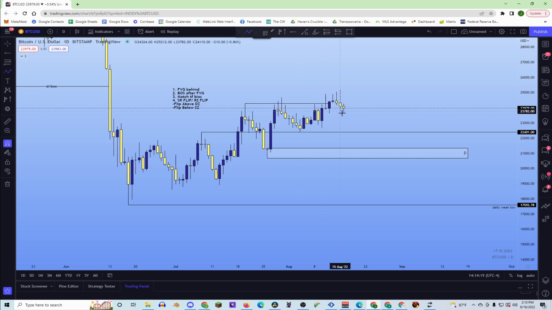So again, we were going to want to see this even better. We would love to see that, right? And then once we enter this zone, you pretty much long it right from here.